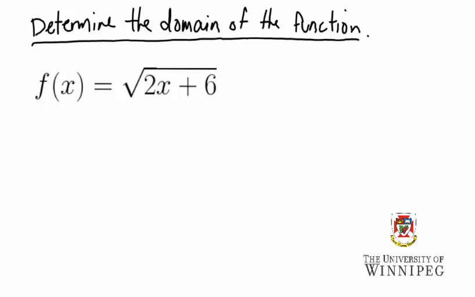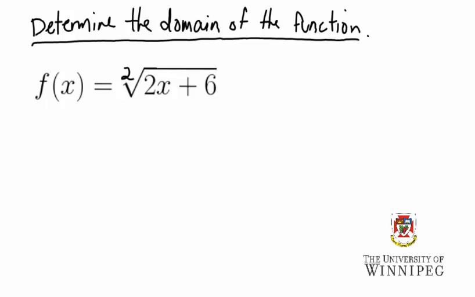Let's take a look at how to determine the domain of a radical function. The first thing you want to do when determining the domain of a radical function is to take a look at the index. The index is the number up here over top of our radical sign. In this case, since there is no number, it's understood that there's a number 2 up here.